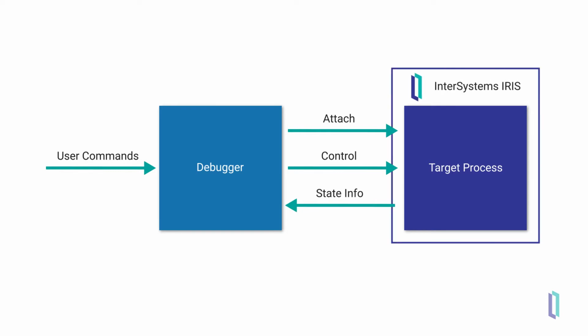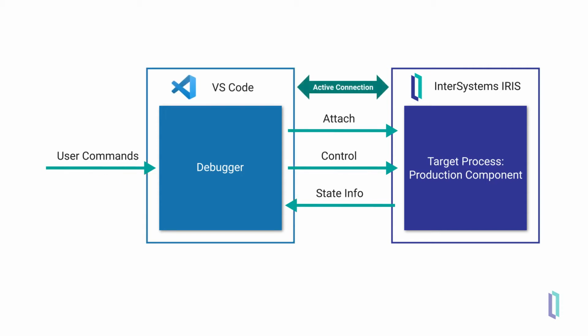In the context of InterSystems IRIS, a process runs on the InterSystems IRIS server while a debugger communicates via a standard debugging API. Debuggers can launch a new process like a class method or attach to an existing process like a production component. Let's see how to initiate a debug session between the VS Code debugger and an InterSystems IRIS class method or process.